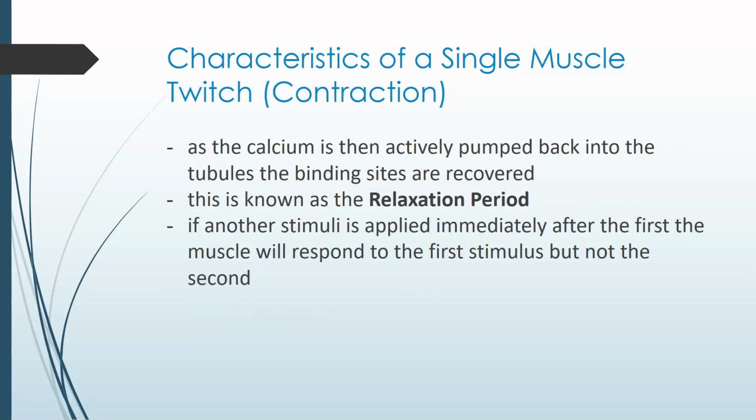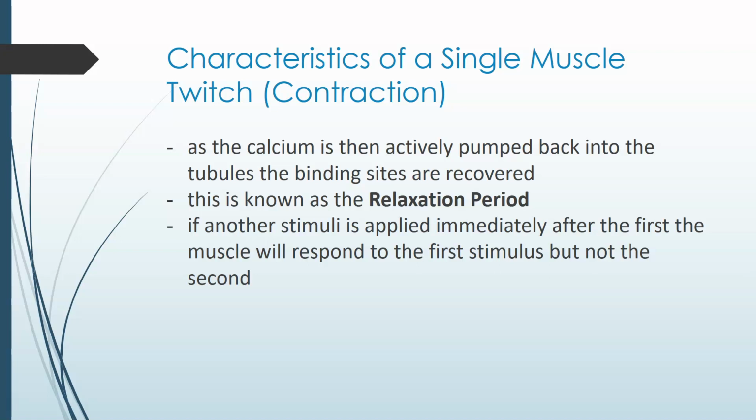Now we've had the contraction and we have to pump the calcium back into the terminal cisternae and the tubules of the sarcoplasmic reticulum, because if we don't, they'll stay connected in a state of what's called rigor. So we have to pump all the calcium back out to make an environment of less calcium around the actin and myosin molecules. So as the calcium is then actively pumped back into the tubules, the binding sites are recovered. So the tropomyosin troponin complex covers back over those binding sites, and the actin and myosin relax. This is known as the relaxation period.